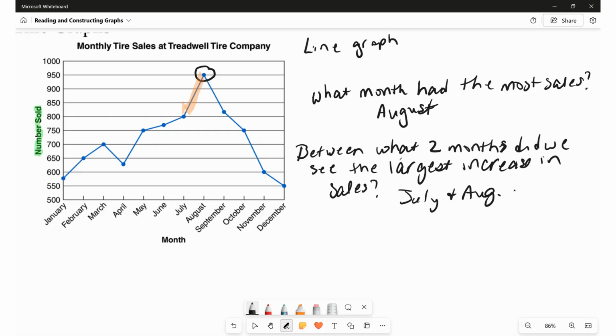There are other things that we can tell. What 2 months had the same number of sales? We can see the same number of sales here and here. The least amount of sales is down here in December. So many things that we can tell from this line graph.